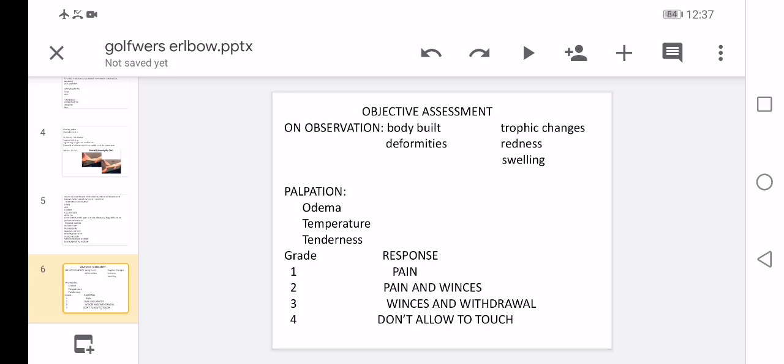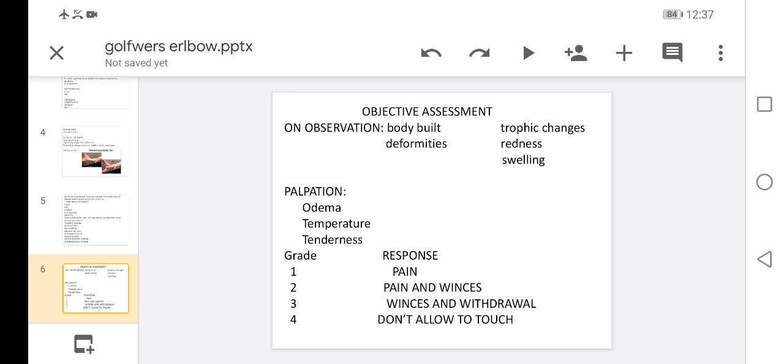Any swelling, yes, it might be compulsory. And how could you palpate the edema, non-pitting or pitting? Temperature, and you should check the tenderness. Tenderness tells about the patient's difficulty, and you have grades and response.